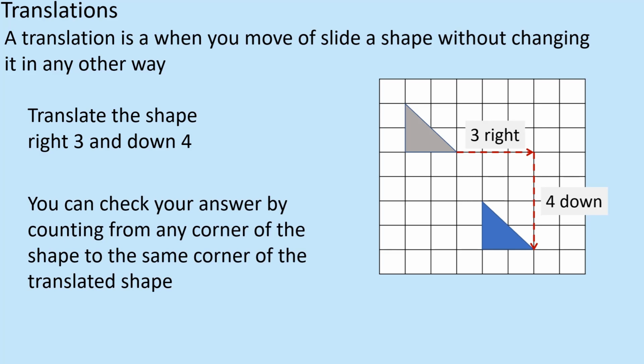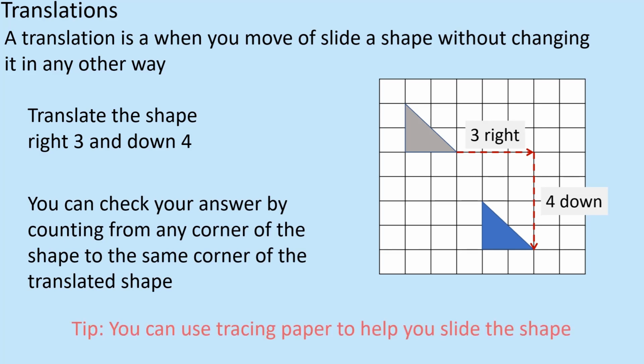All right, so you can always check your answer by counting from any corner, which we just mentioned, so that's what you need to do. You can use tracing paper to help you slide the shape, but I don't think in most cases you need to. You can just take the points and move them.